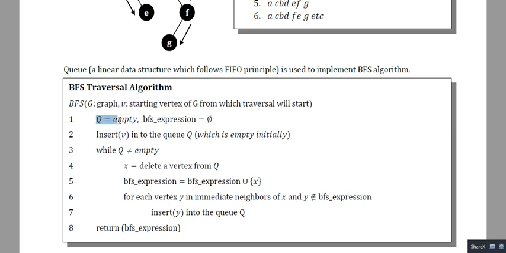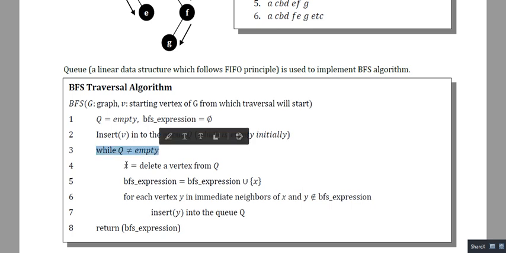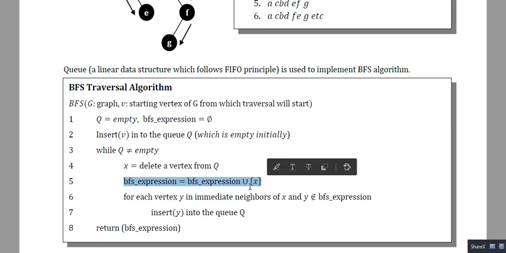Now in this case we have to take a queue which is initially empty. In DFS we had taken the data structure stack, and the stack was initially empty, but in this case we will take a queue which is initially empty. And similar to DFS, here we write that initially the BFS expression is null or empty. Similarly, insert the starting vertex V into the queue, then while the queue is not empty, X equals delete a vertex from the queue and add it to the BFS expression. So BFS expression equals BFS expression union X.